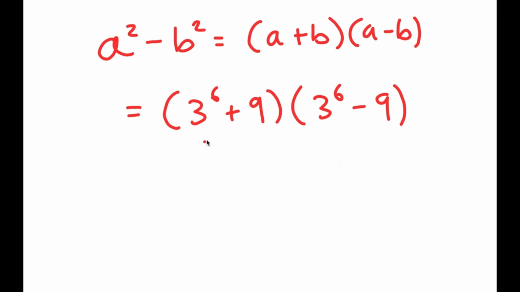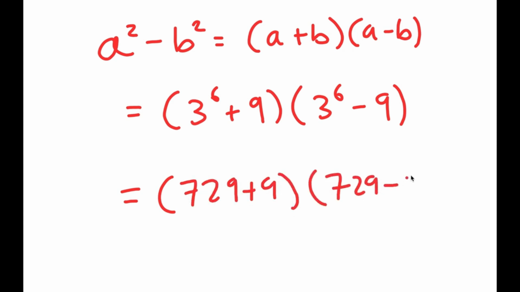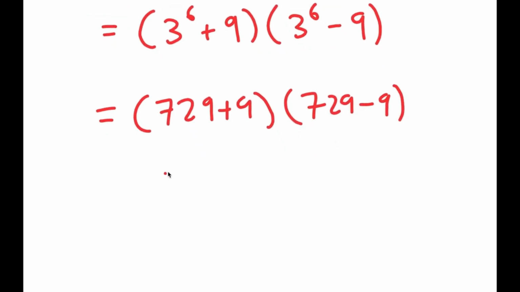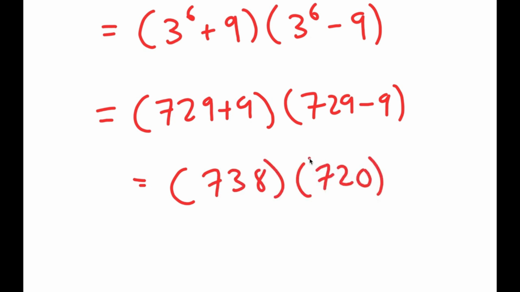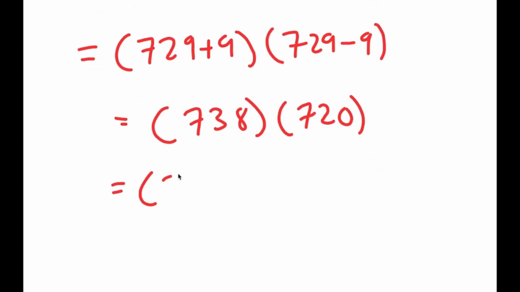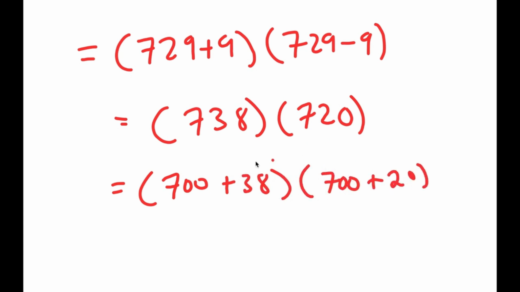Now, 3 to the power of 6 is equal to 729. So I get 729 plus 9 times 729 minus 9, which is equal to 738 times 720. Now, this is the same thing as 700 plus 38 times 700 plus 20. And the reason I rewrote it like this is so it's easier to multiply.